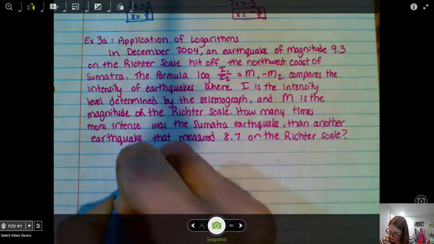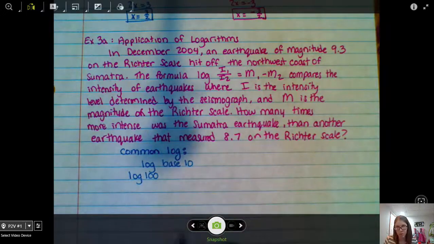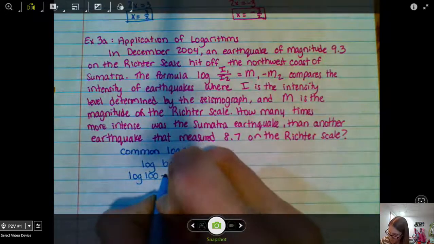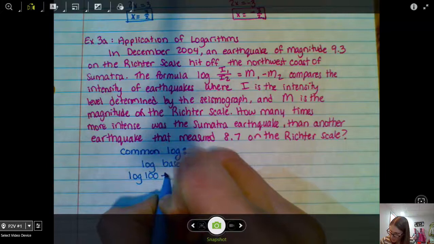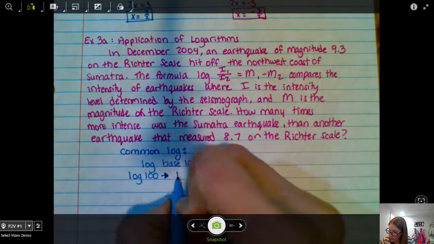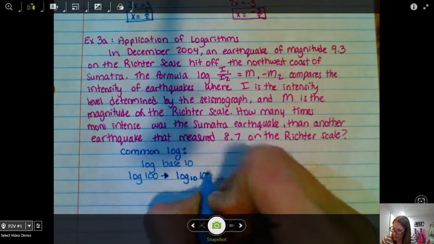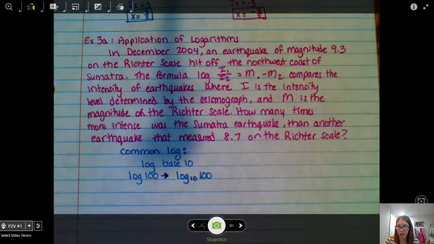So if you ever see something like this, the log of 100, there isn't a base written. It really means the log base 10 of 100. Okay, so that's called a common log. Anytime the base isn't written, the base is really 10. All right, so that's the first thing to notice here.